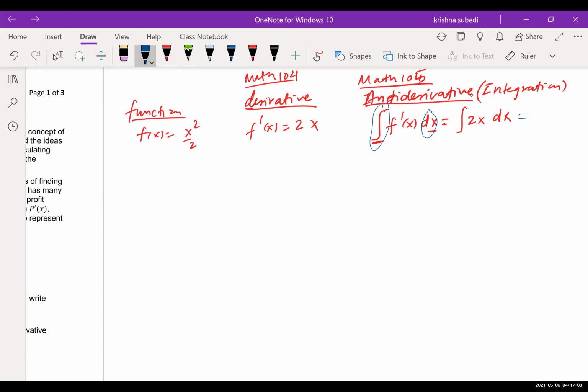So we know that this must be x squared over 2 because we just do the antiderivative, the opposite. What I'm saying here is that we have a function x squared over 2. We found the derivative, and this becomes x. And when we find the antiderivative of x, it becomes x squared over 2. So when we have x squared over 2, the derivative is x, and the antiderivative of x becomes x squared over 2.